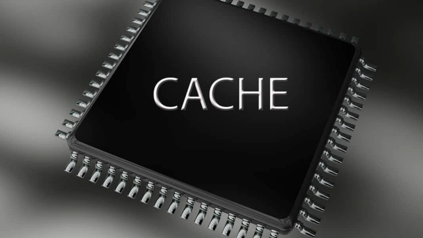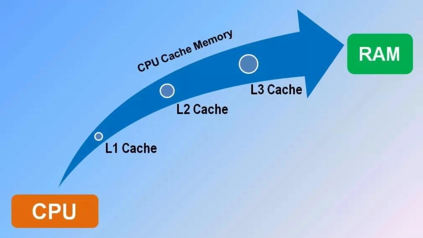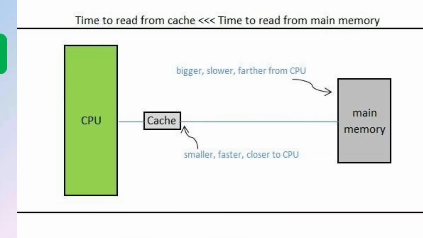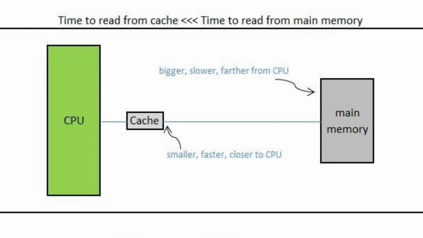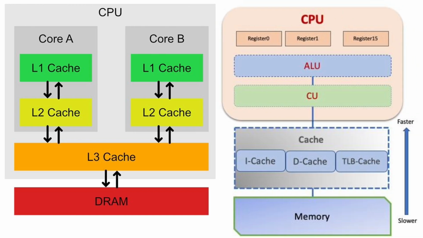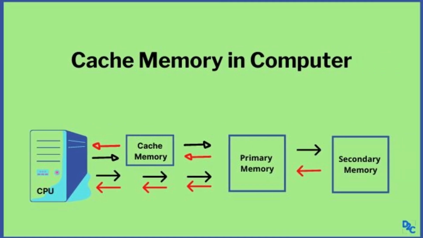Have you ever noticed that some tasks on your computer happen instantly, while others take a bit more time? What if I told you there is a special type of memory that helps your computer work faster? In this video, we are going to understand cache memory, one of the fastest components in a computer. Let's start with the basics.